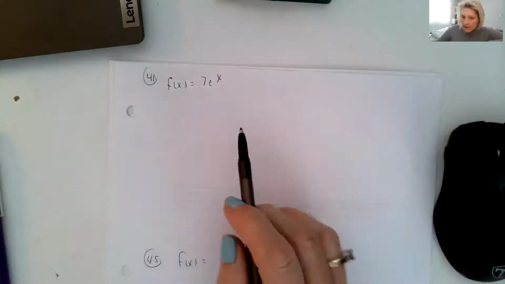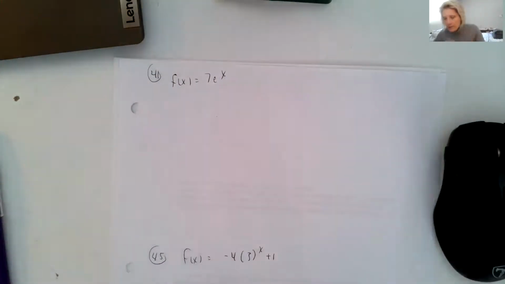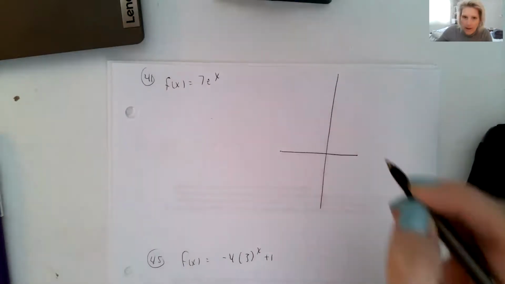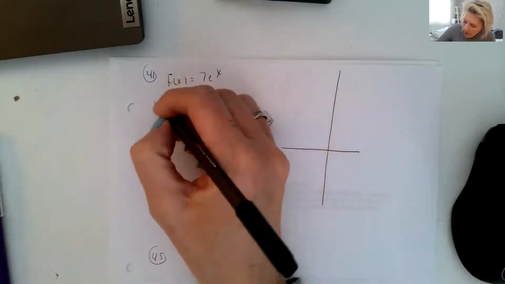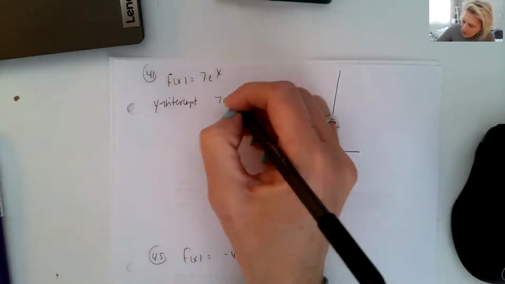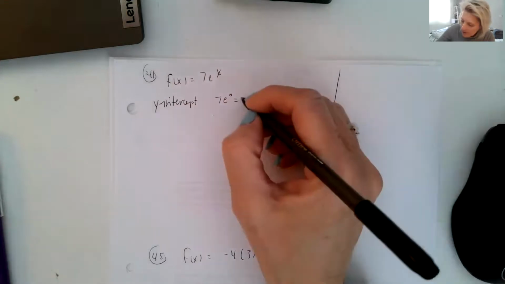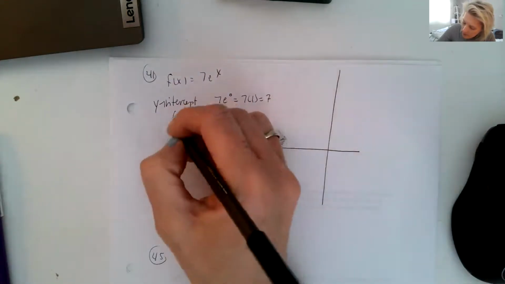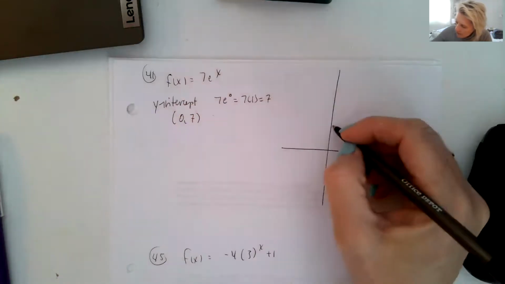So again, this is a base e, so it's something financial. We talked about that. And we want to know our y-intercept. So if we put 0 in for x, we're going to get 0 times 7 times 1, which is 7. So it's at (0, 7). So up here.